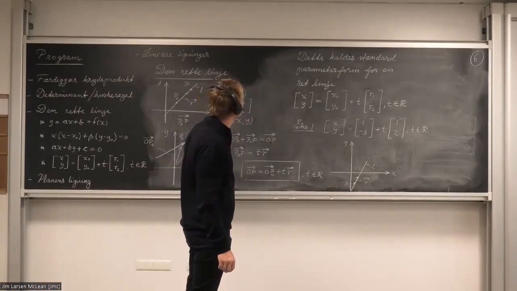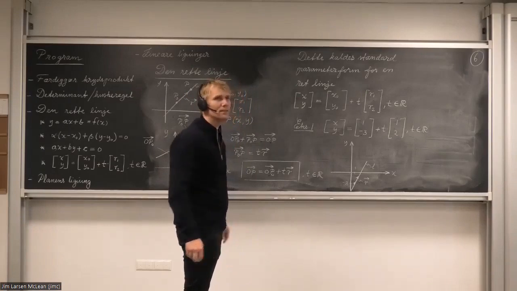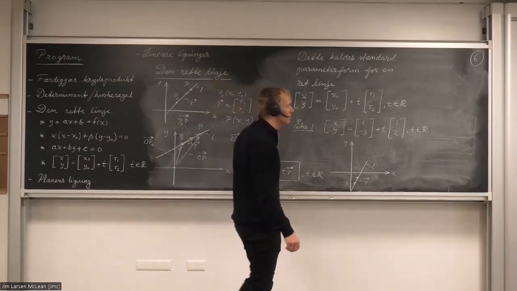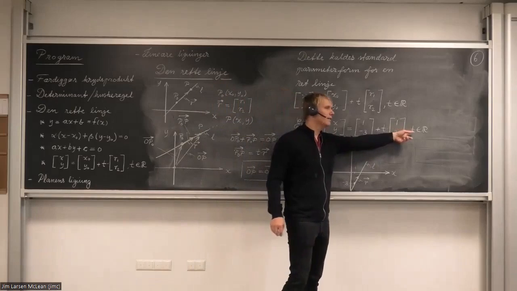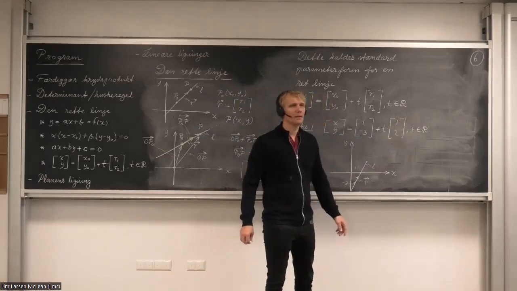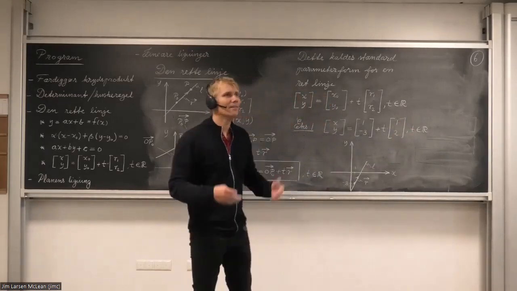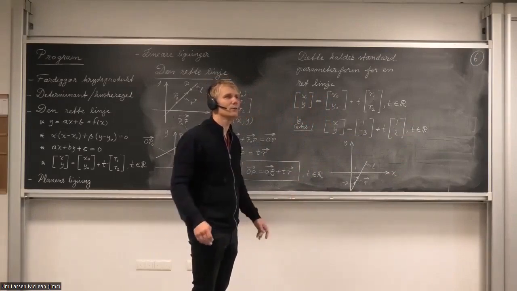It's what is called the standard parametric form of a straight line. It is written in a form that involves a parameter t. It is called a free parameter. It can be whatever it wants. And every time it chooses to be something, you get a corresponding point on the line.